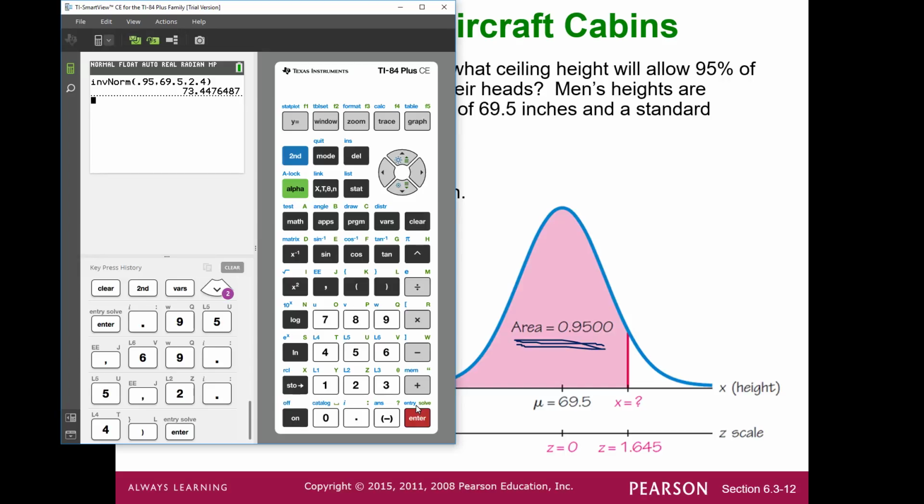And what do we get? 73.44, and if we round it off, that would represent the x value.